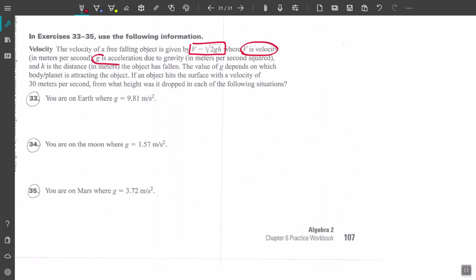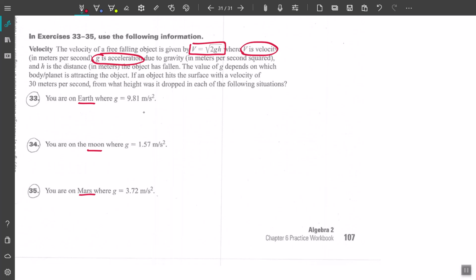So that's how they're defining g. That's in meters per second squared. So this is like how fast something is speeding up based on the gravity of whatever's pulling it down. In this case, we're going to be talking about three different objects pulling on it. In the first one, you have Earth pulling on it, the gravity of Earth. You've got the moon in the second one, and you've got Mars in the last one.